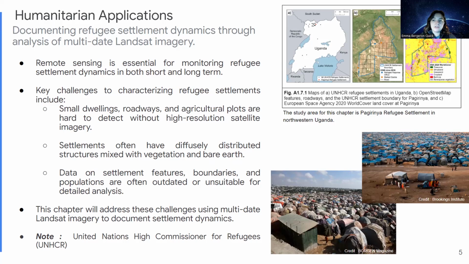And then dwellings and other structures in those refugee settlements can be diffusely distributed and intermixed with vegetation and bare earth, as said here. So these are the three challenges.